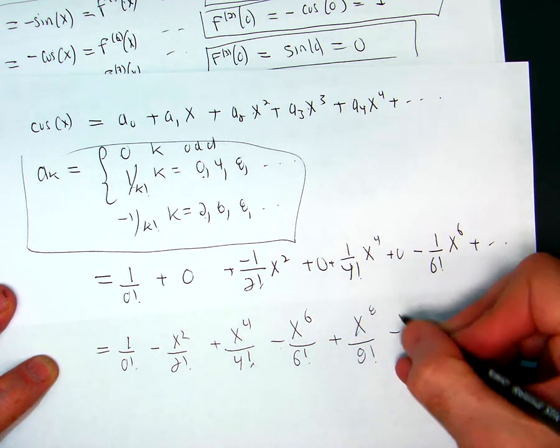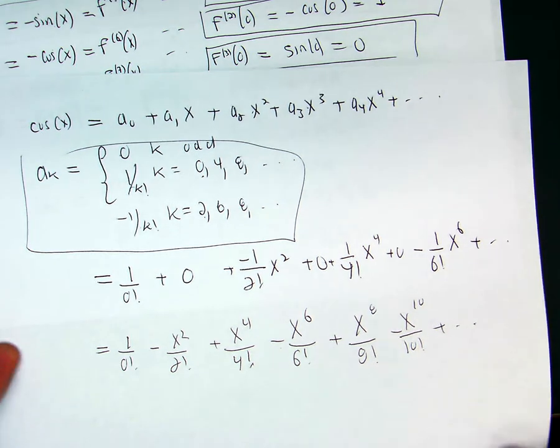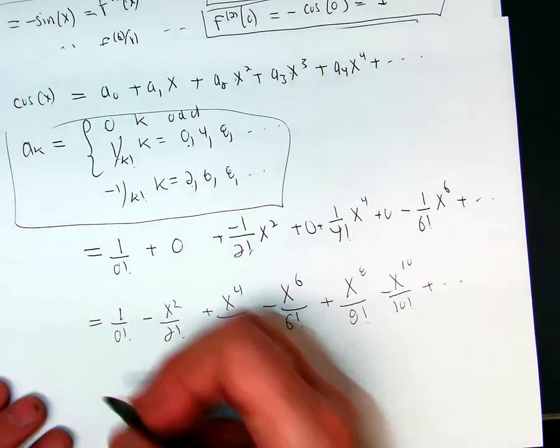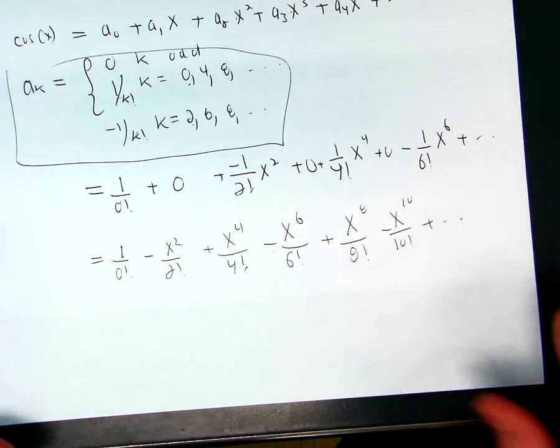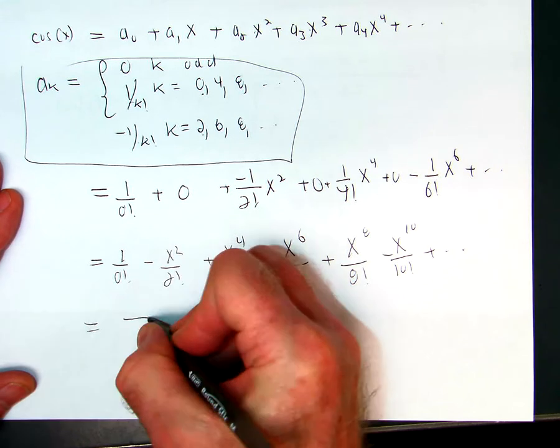And this pattern continues. Okay, now we want to write this as a series. So that's the last thing I'm going to do. So move this up a little bit, get it straightened so it looks good. So this is going to be equal to a series.